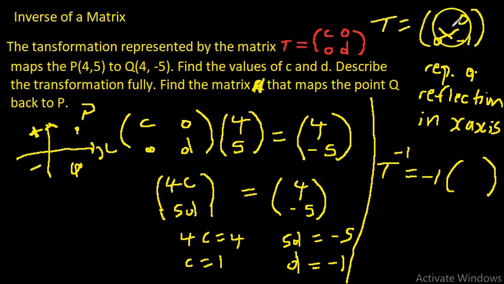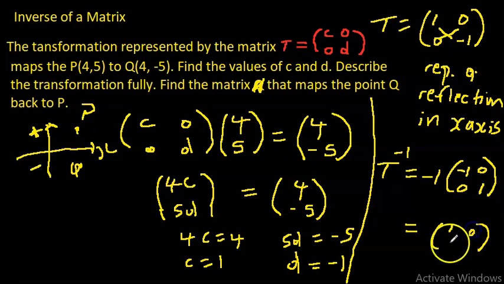And then what will happen here? These elements change positions, so minus 1 comes here and 1 comes here. The other two elements change signs, but 0 has no sign, so it's still 0. So we have negative 1 outside. If we expand the bracket by negative 1, negative 1 times negative 1 is positive 1, and times 0 is 0, and negative 1 times 1 is negative 1. Notice you get back the same, because this represents a reflection in the x-axis, so you expect to get the same thing. So T inverse is the same as T.